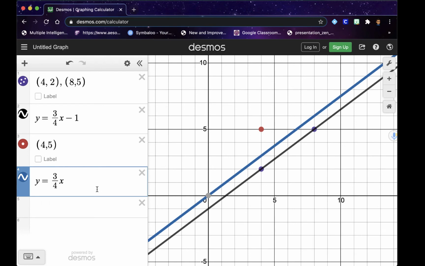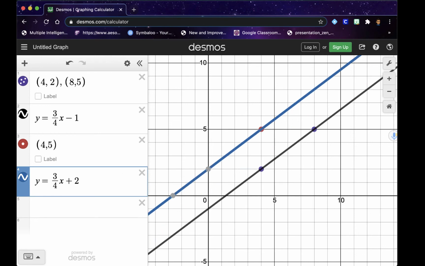And to get it through that dot, it looks like I would just need to move the line up a couple spaces. So it was at 0. If I move it up 2, it is there. So the equation that was parallel, that went through the red dot, is 3/4 x plus 2.